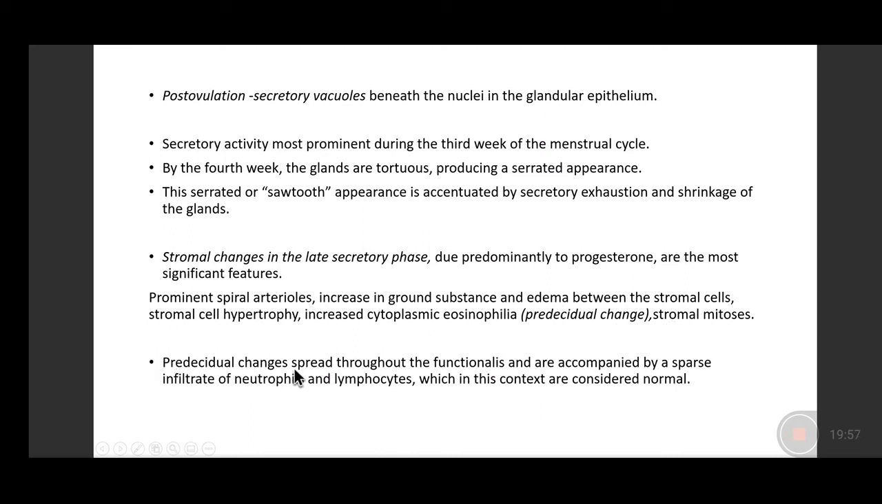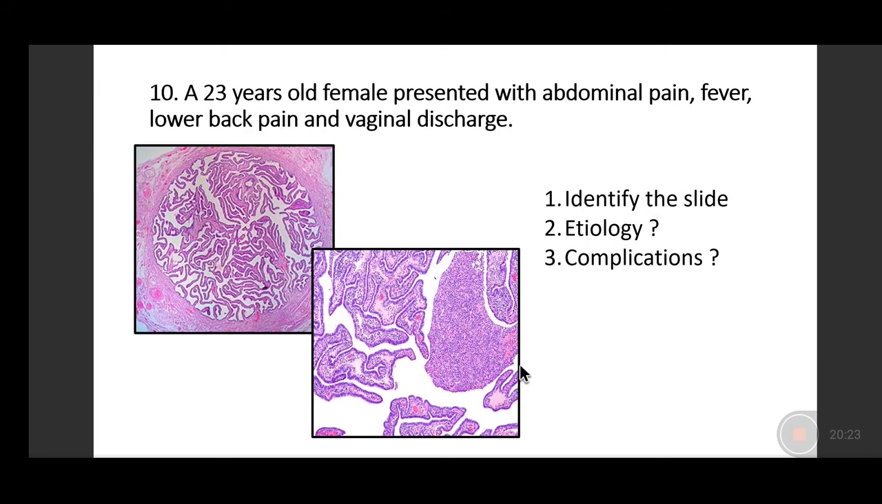Now, pre-decidual changes spread throughout the functionalis, and they are accompanied by a sparse infiltrate of neutrophils and lymphocytes. Lymphocytes and neutrophils are considered to be normal. However, if you find the presence of plasma cells in the stroma, interspersed between the stromal cells, then that is one feature which points towards endometritis, chronic endometritis that can be present in the patient.